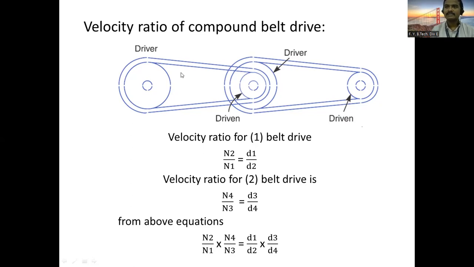That is what? N2 by N1 is equal to D1 by D2. D1 is the diameter of the driving pulley and D2 is the diameter of the driven pulley. So N2 by N1 is equal to D1 by D2. Say equation number 1.